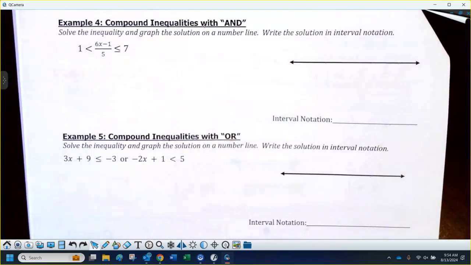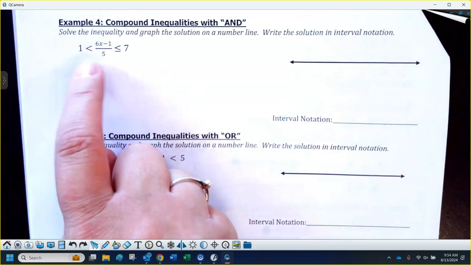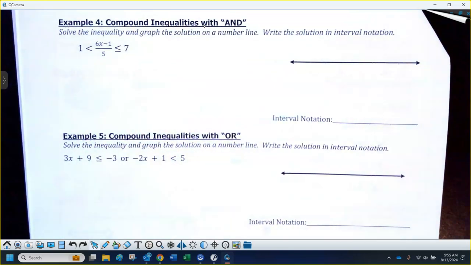So up here at the tippy top, I have an AND statement. And again, I'm telling you, it's easier to work with the variable being somewhere in the middle, which we're going to have to solve this a little bit, but you can solve it all in one step instead of doing it two separate inequalities. So here I have (6x - 1)/5 is greater than 1, but at the same time less than or equal to 7.